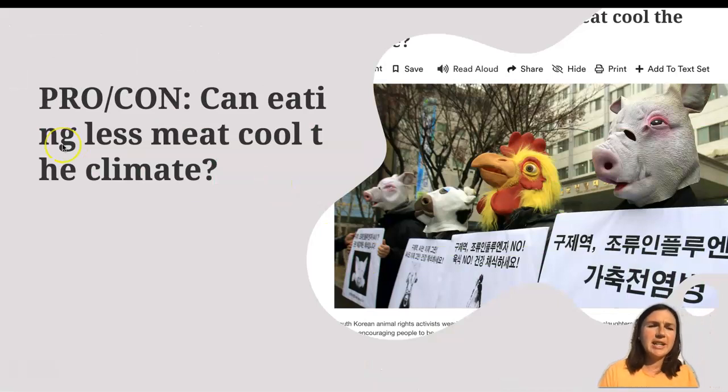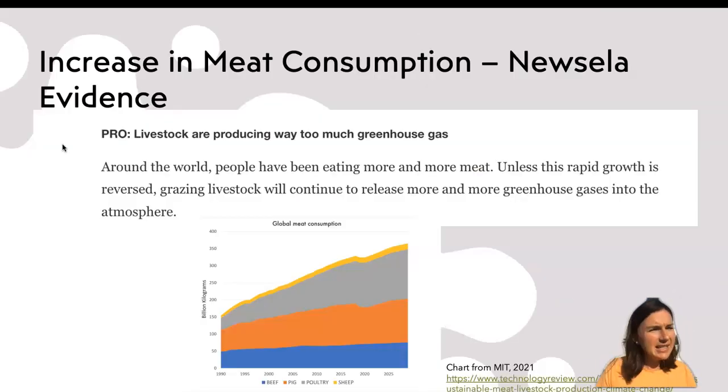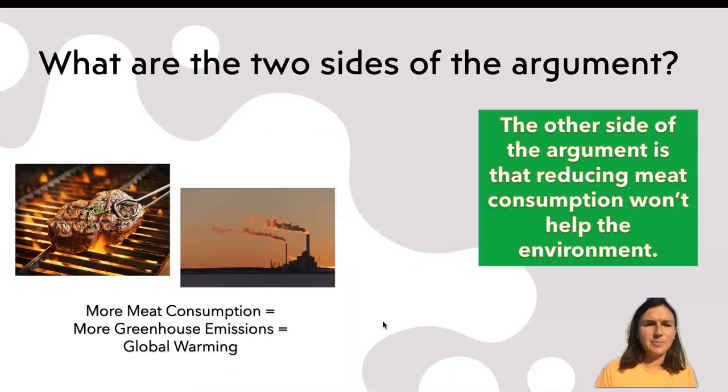The first article you will read is, "Can eating less meat cool the environment?" There are two stances that the authors take in this article. Be sure to understand, does an increase in meat consumption equal global warming? Well, there's some explicit evidence stated in this article, and I also grabbed this wonderful graph from MIT from 2021 showing the increase in meat consumption since 1990 to 2025. You won't find this in your Newsela article, but feel free to look up more about this to decide what part of the argument you are on, for or against.